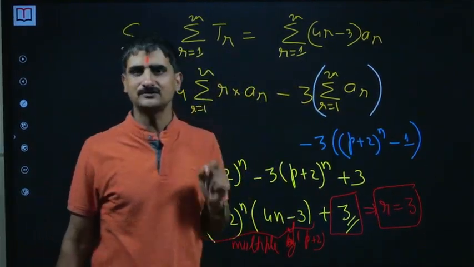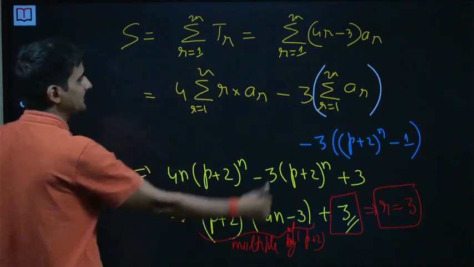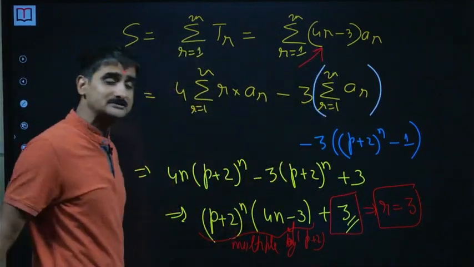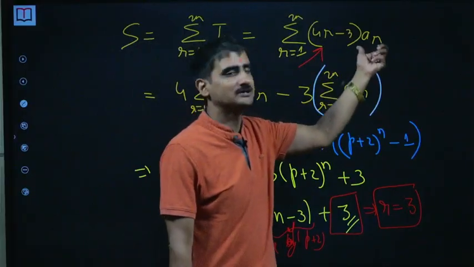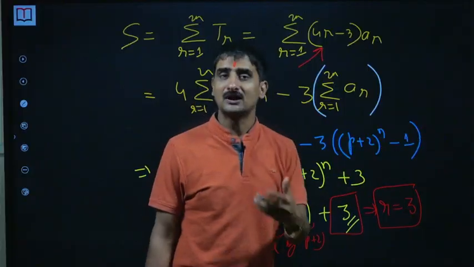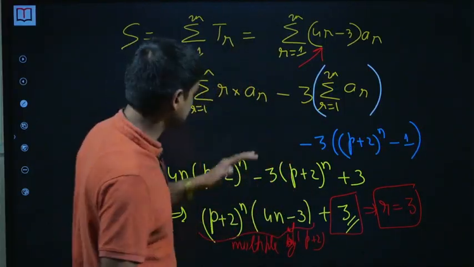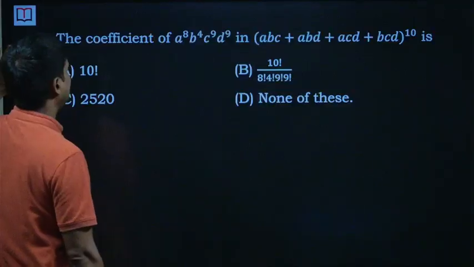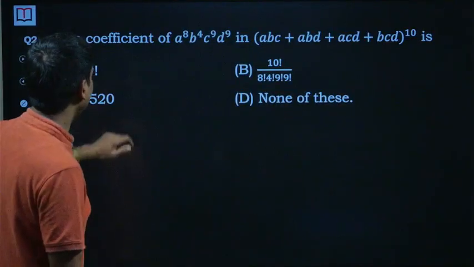So the purpose of this question is how to evaluate such a series when a_r is not a binomial coefficient. That was the question, basically. So that was your first question. Now moving to the next question.